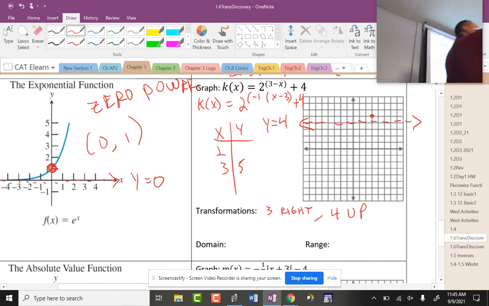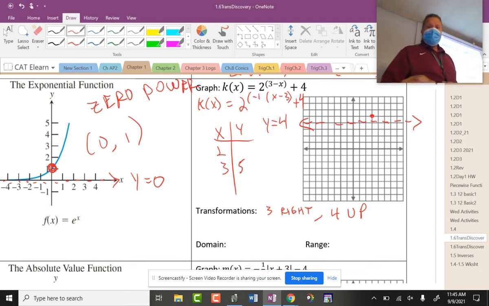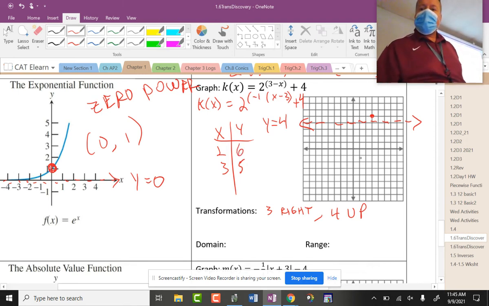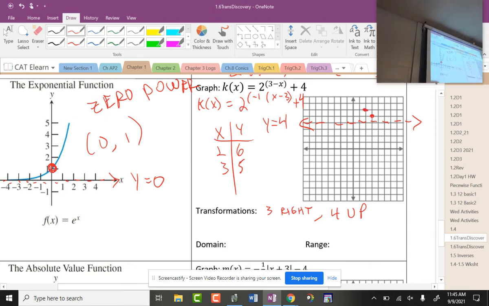What's 3 minus 2? 1. What's 2 to the first power? 2 plus 4. Answering all those questions perfectly. (2, 6). Oh my gosh. Where are we at now?